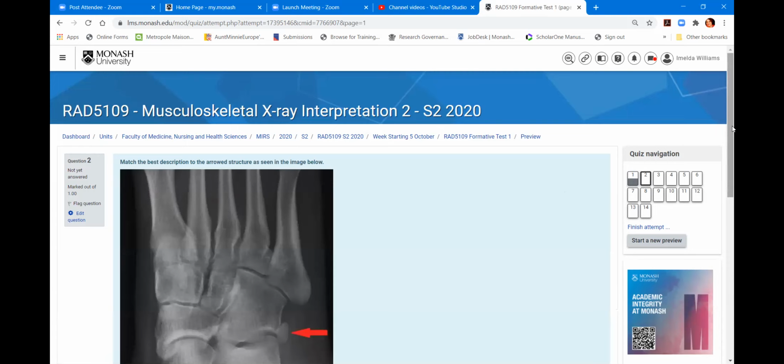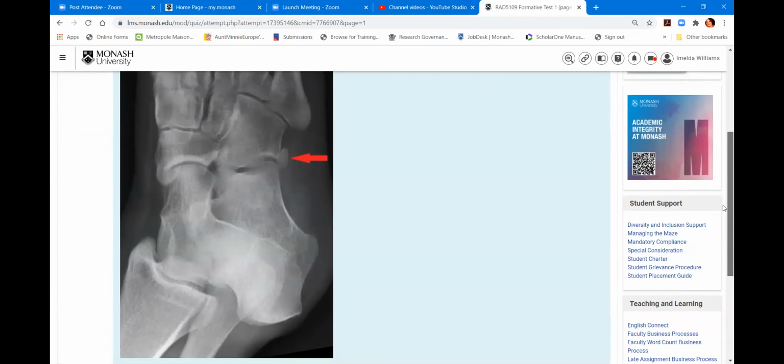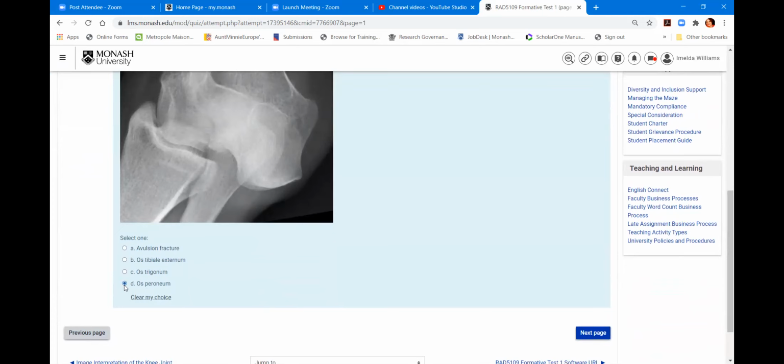The next question was one where I added an image: match the best description to the arrow structure as seen in the image below. And the correct answer for that one, of course, is the os peroneum.